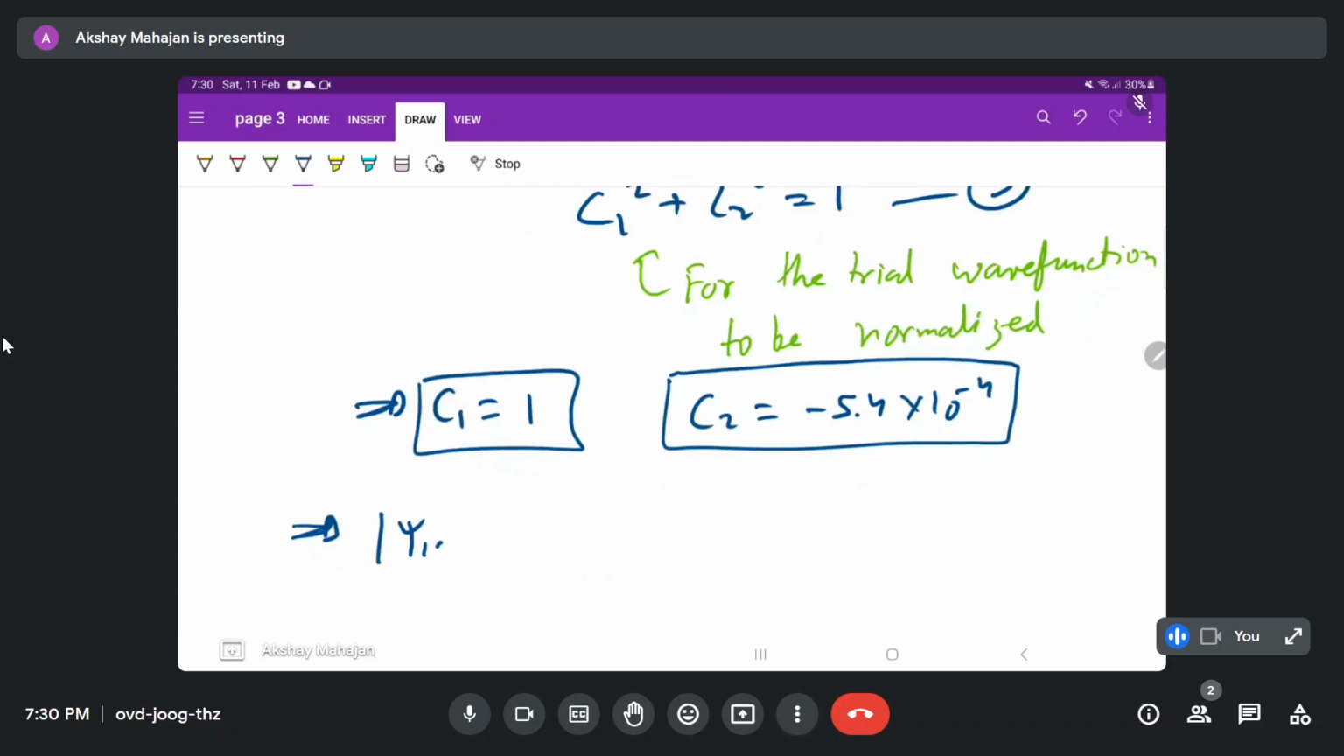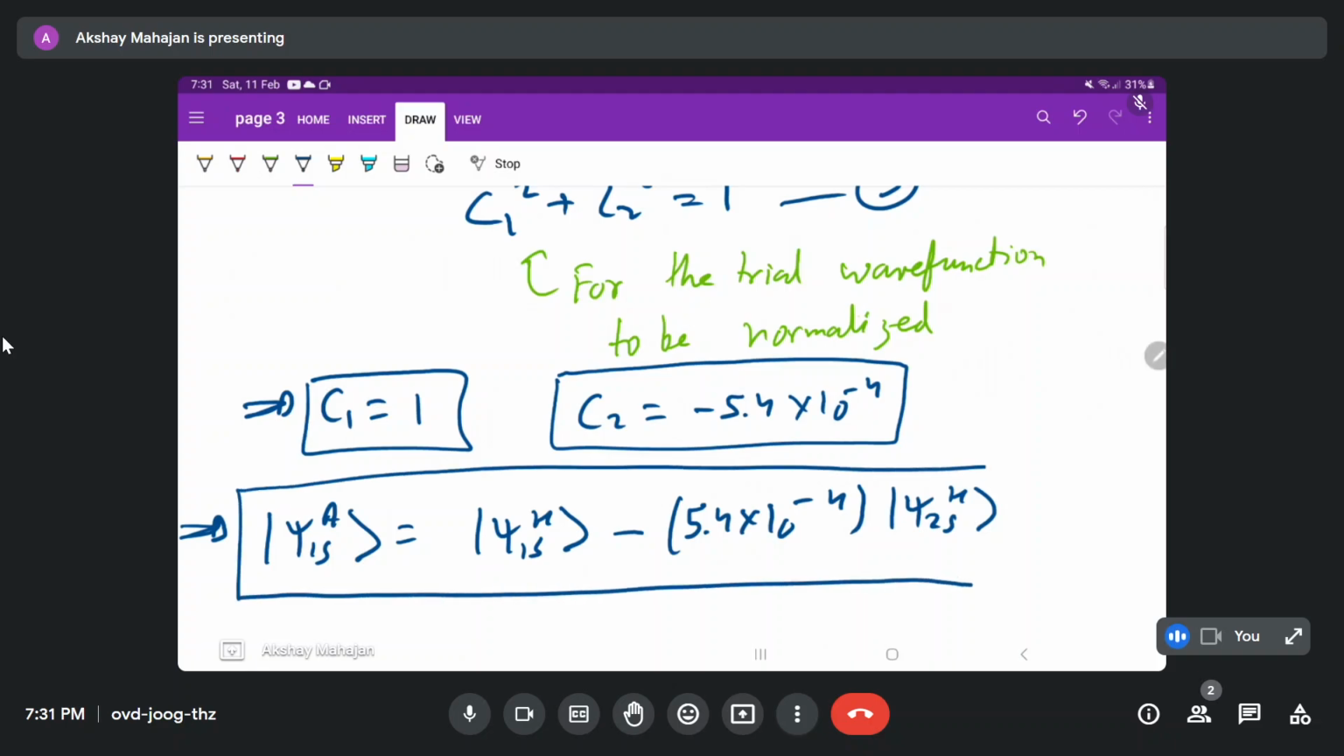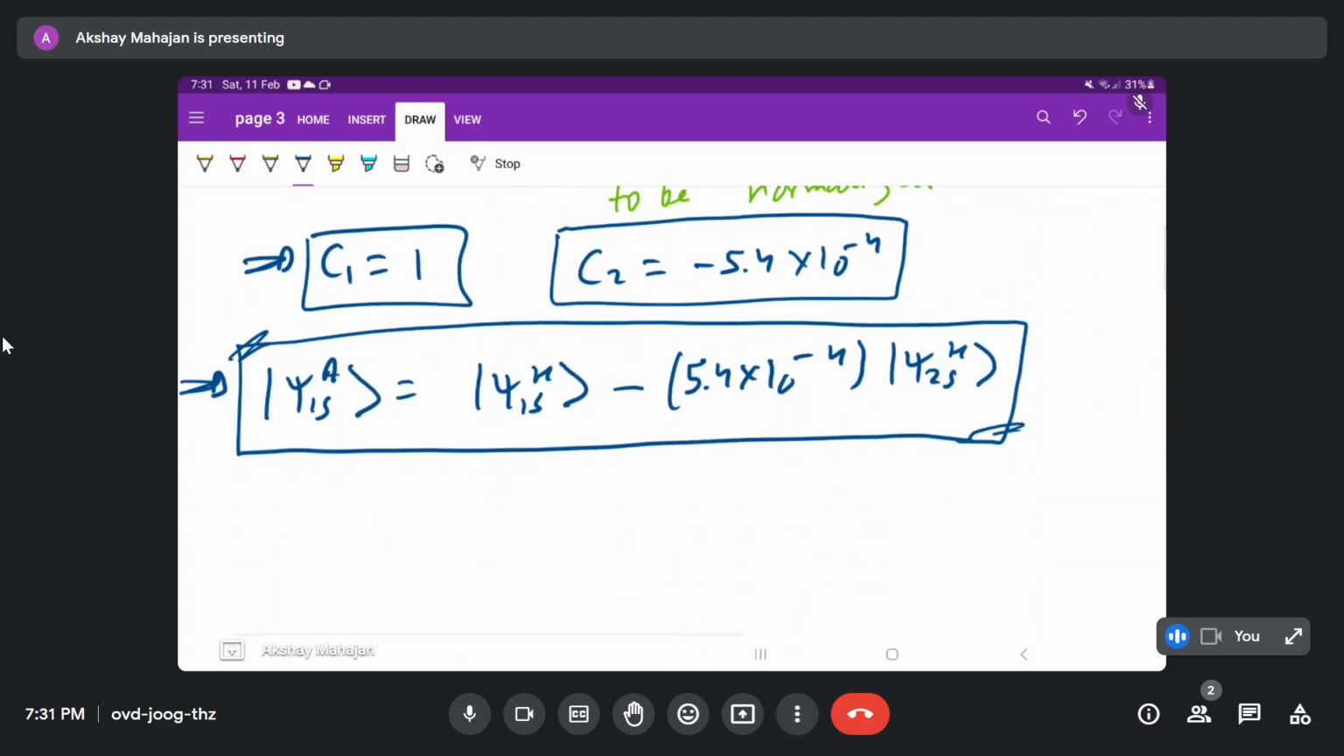So our psi 1s of A is coming as psi 1s of H minus 5.4 into 10 to the power minus 4 times psi 2s of H. Okay, so this is our final actual ground state wave function. Now that's an interesting part that we are seeing.